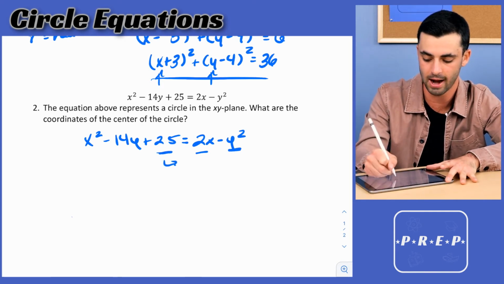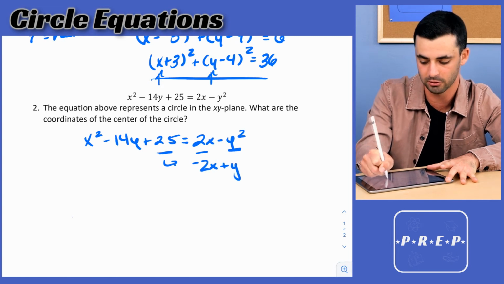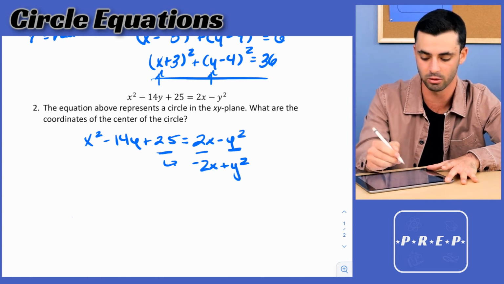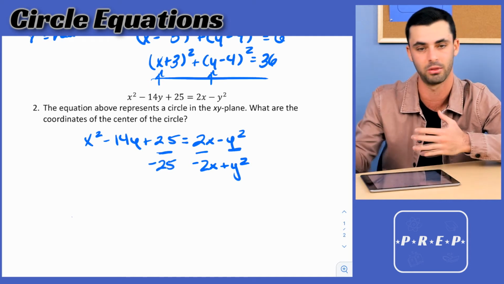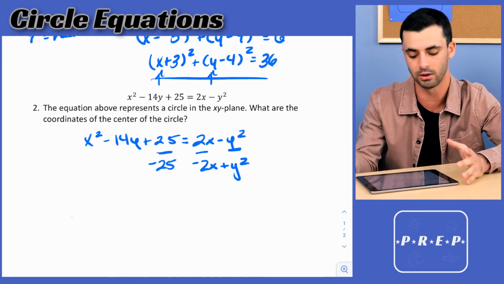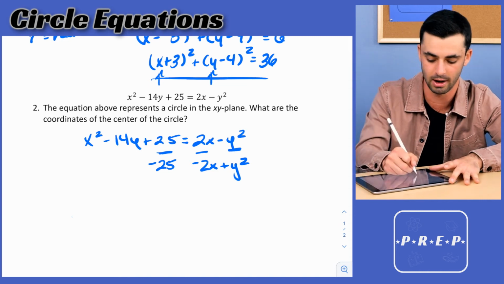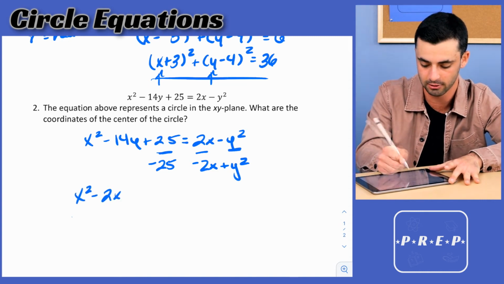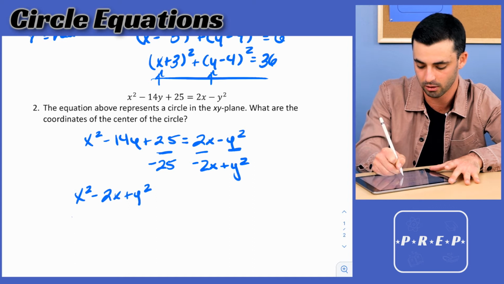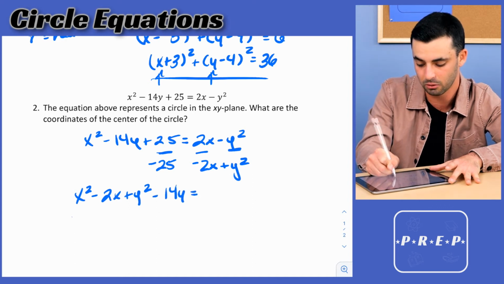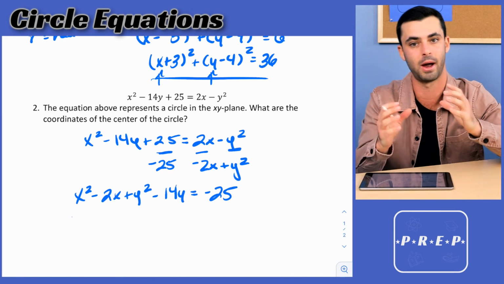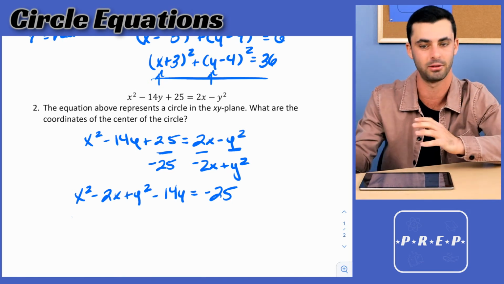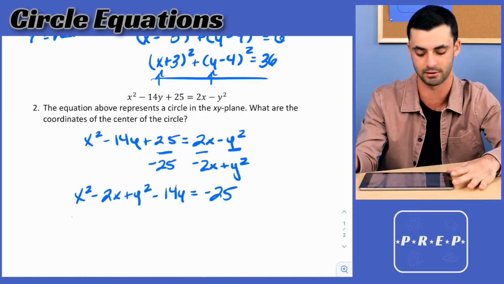Here we're going to subtract 2x and add y squared from the right-hand side, and then we're going to go ahead and subtract a 25 on the left, and we're going to do the same thing to the other side as well. So rewriting this equation, once we do that, we're going to have x squared minus 2x plus y squared minus 14y equals -25. And I also went ahead and grouped my x terms together and my y's together. It's going to help me tremendously in this next step.